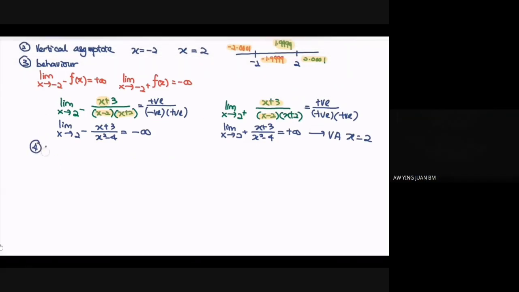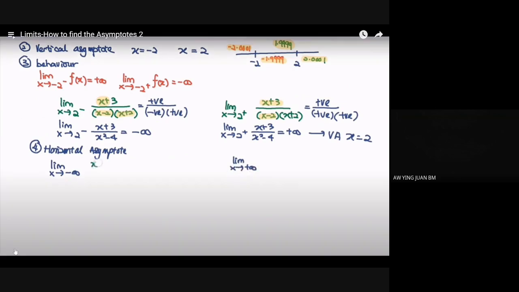We are going to find the horizontal asymptote. How to find the horizontal asymptote? Kindly write down the situation. Limit when x approaching negative infinity. Another part, limits when x approaching positive infinity. Kindly substitute the function. What we have, x plus 3 over x squared minus 4 for both cases.